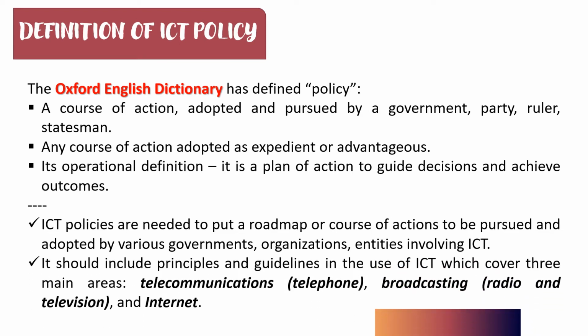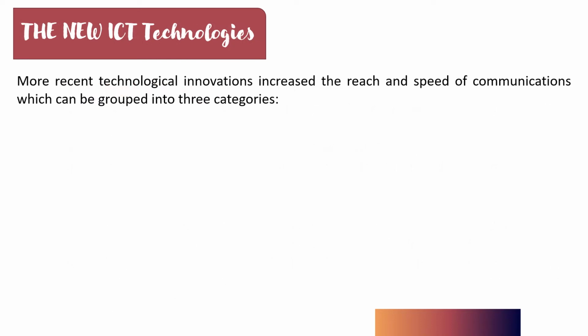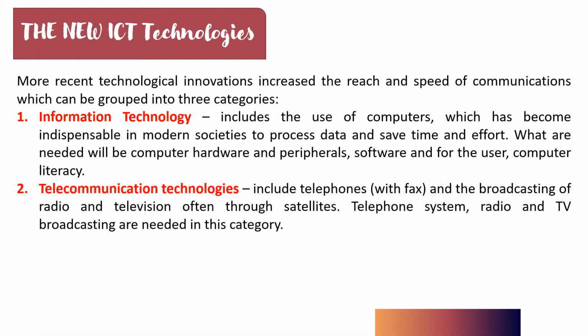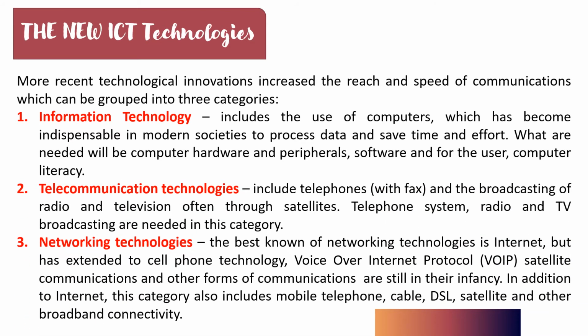It should include principles and guidelines in the use of ICT, which cover three main areas. We have telecommunications for telephone, broadcasting for radio and television, and of course, internet. Most recent technological innovations increase the reach and speed of communications, which can be grouped into three categories. Let's see. The first one is information technology, the second one is telecommunication technologies, and the third one is networking technologies.